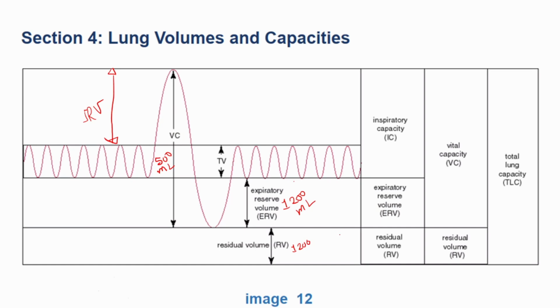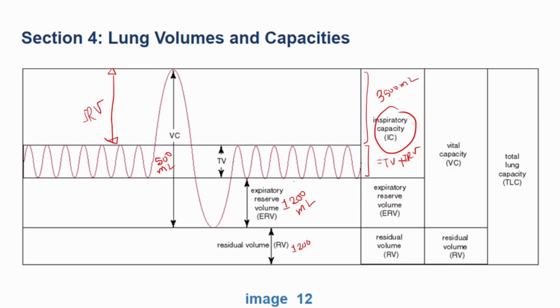When we start combining these individual foundational volumes together, we get what are known as lung capacities. For example, if you add together your resting tidal breath, this portion, and that massive extra inhale you take, this portion, you get your inspiratory capacity, or IC. Mathematically, IC is equal to TV plus IRV. This gives you a total of about 3500 ml.